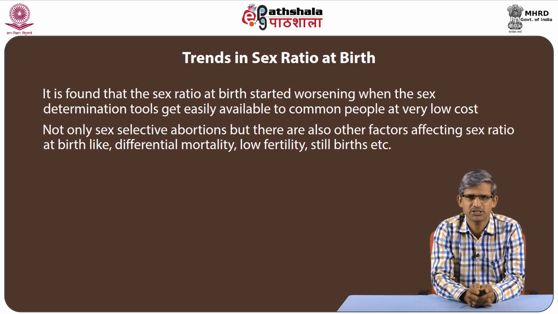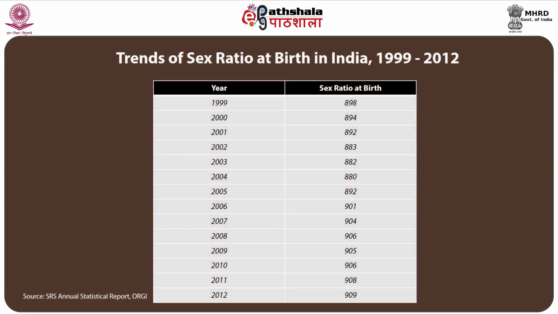Not only sex selective abortions, but there are also other factors affecting sex ratio at birth, like we have told: differentials in mortality, low fertility and stillbirth rate, etc. If you look at the sex ratio at birth over the last 10 years or so, when there has been a large concern on the worsening sex ratio in the country, you would see that the sex ratio at birth has invariably always been much lower than what is expected, as India computes sex ratio in terms of females divided by males for every 1000 males.